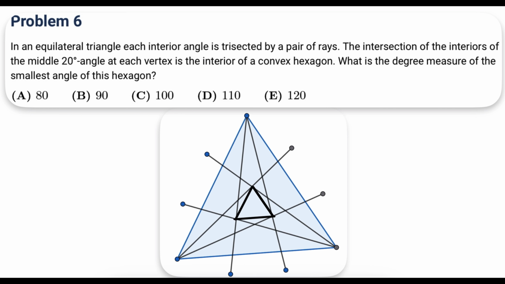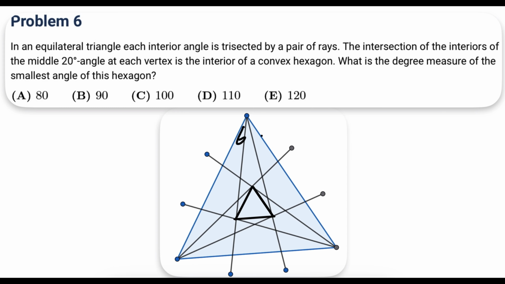So first of all, here we have a diagram, but it is not given to you during the real test. You have to draw it on your own. And we also added 3 auxiliary lines that have nothing to do with the problem, they just help you solve it. So first of all, because it's an equilateral triangle, we have that each angle is 60 degrees.